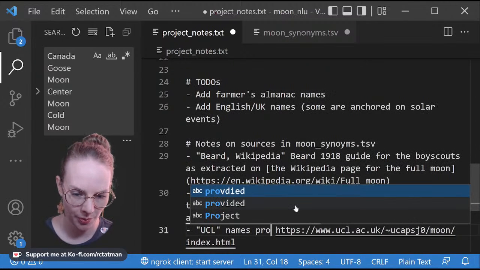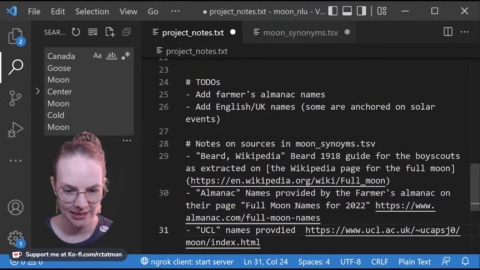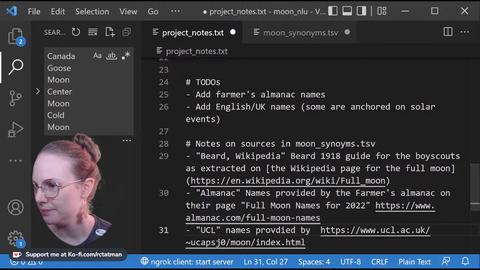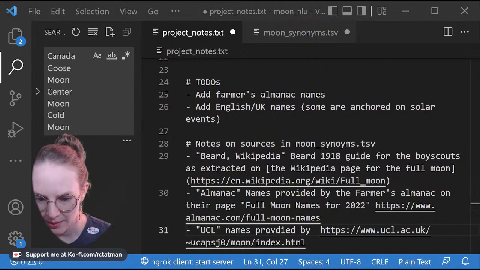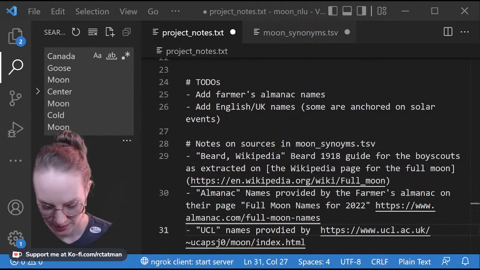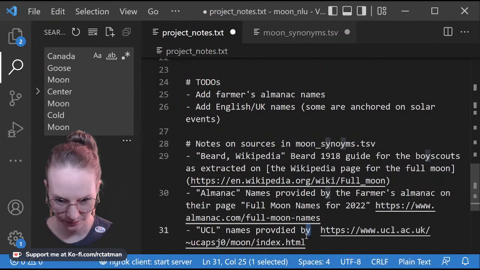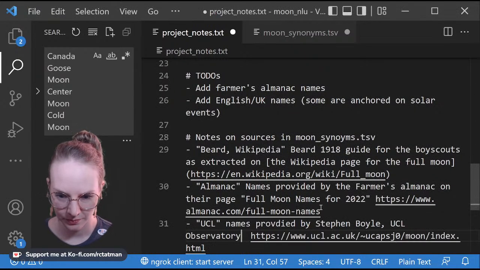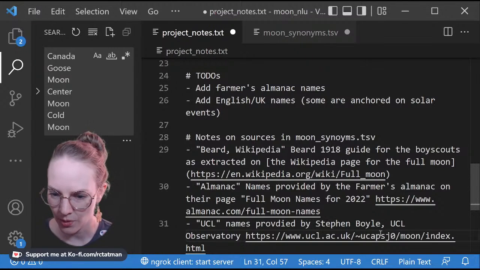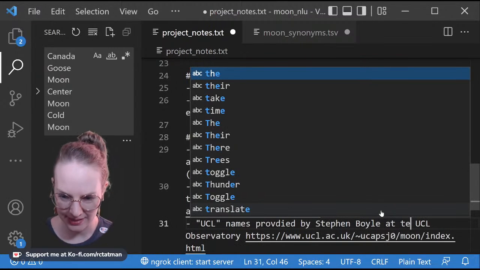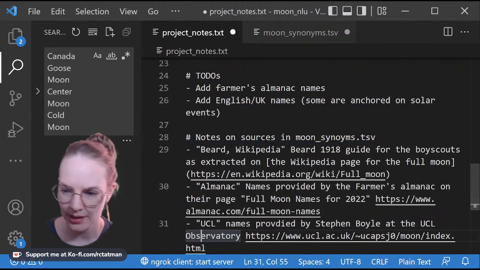Names provided by... What was the name? Oil at the UCL Observatory.